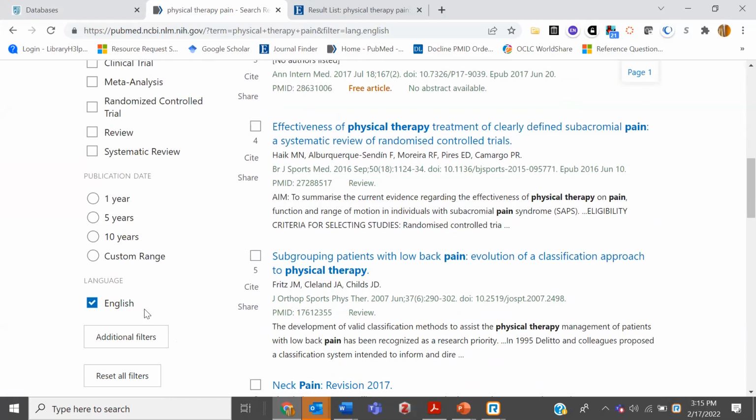One that I really like to point out to folks is that you can filter for language. I teach this anytime I expose folks to the databases, because on our interlibrary loan side of things, we're happy to provide you with any article that you can't initially access directly through the library resources or online. We can request it through interlibrary loan, and that's free.